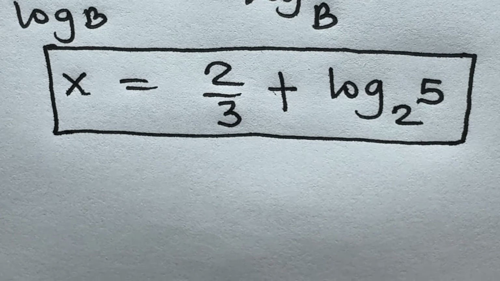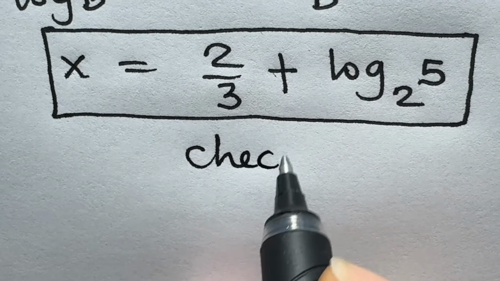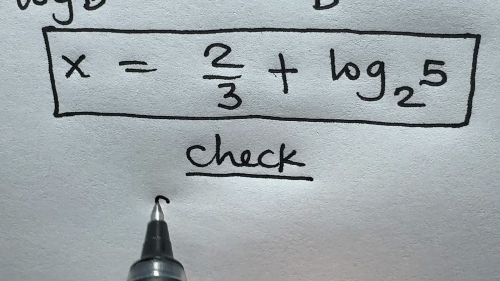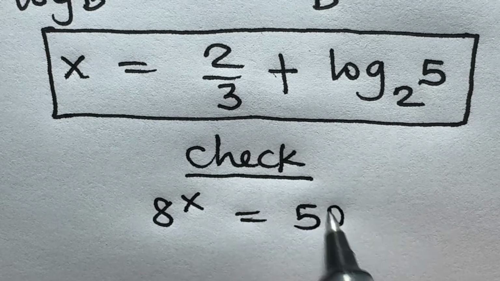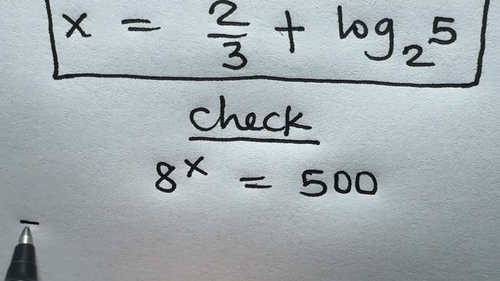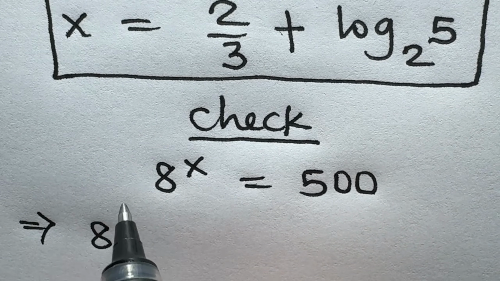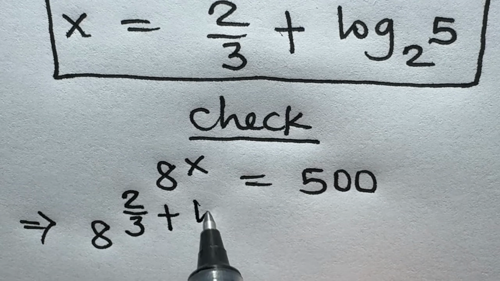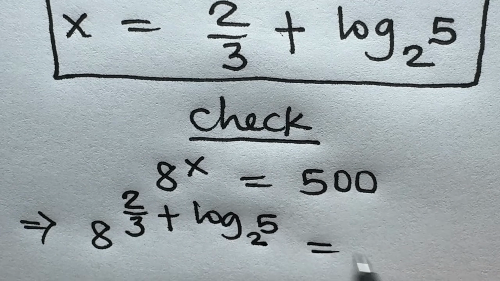Let us now check to confirm that this is correct. To do that, I'll substitute this value of x that we just got into the given equation. 8 raised to power x is equal to 500. This would then imply, x is all of this, so we have 8 raised to power 2 over 3 plus log 5 base 2 to give us 500.